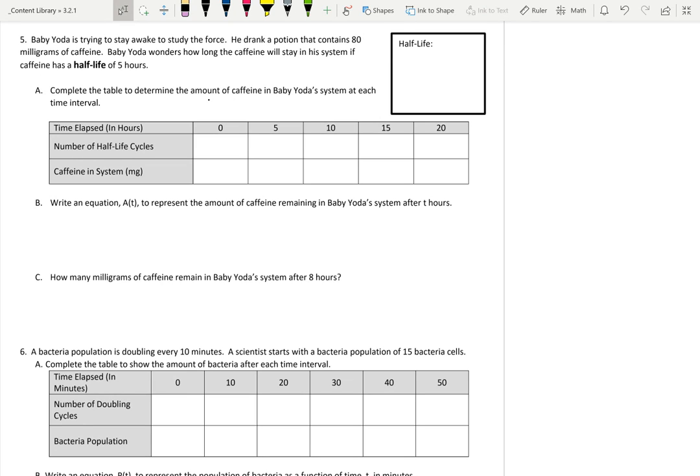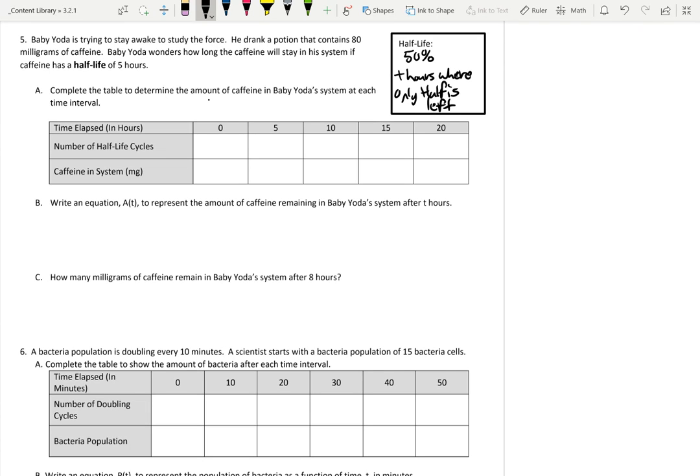Well, to start, what is a half-life? A half-life is exactly what it sounds like. It's a rate that is 50%. And after a certain amount of time, when only half is remaining, that is going to be a half-life. So it's T hours where only half is left.